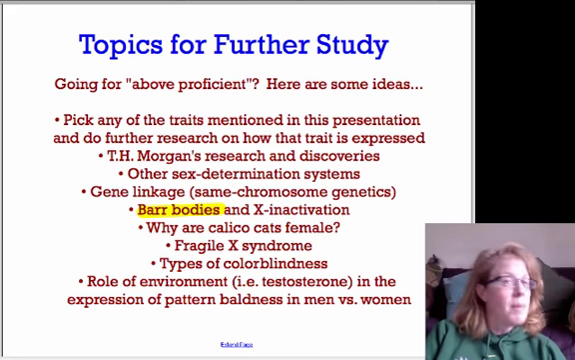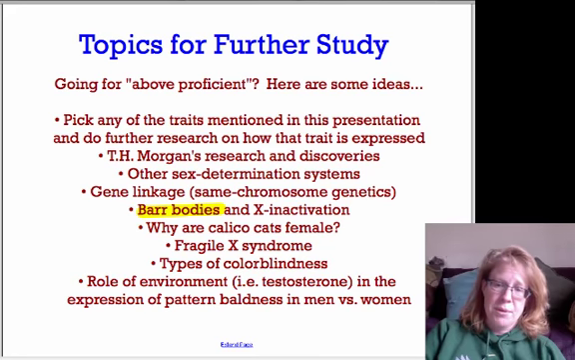It is possible for females to have pattern baldness, but it shows up much more often in men, so that internal environment plays a role in there. So there you have it.